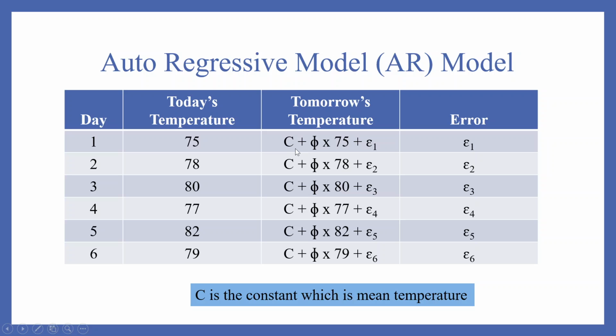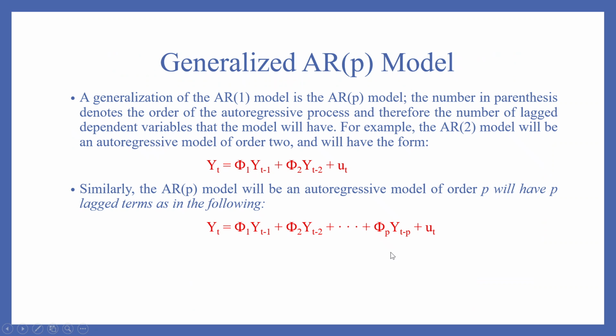C, which is a constant mean temperature, plus phi into 75 plus epsilon 1. C plus phi into 78 plus epsilon 2. C plus phi into 80 plus epsilon 3, which is an error term for the third time period. C plus phi into 77 plus epsilon 4. C plus phi into 82 plus epsilon 5. C plus phi into 79 plus epsilon 6.